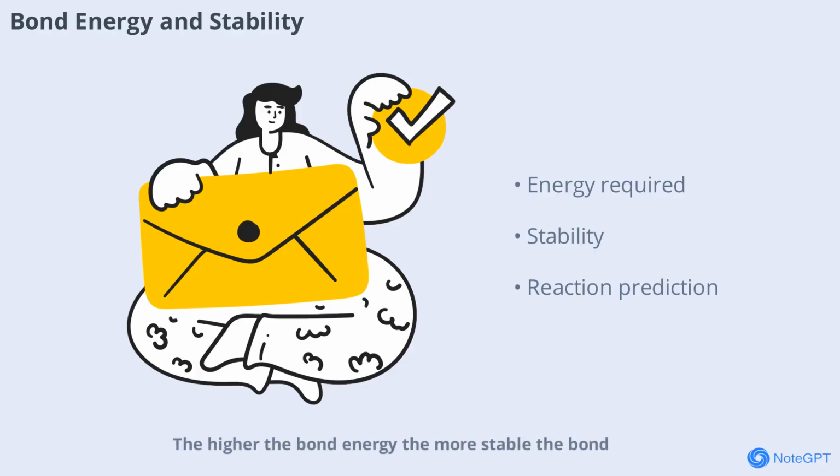The higher the bond energy, the more stable the bond. Understanding bond energy helps explain why some reactions require heat and why others release energy. Stable bonds are less likely to break, making the compounds more resistant to chemical change.